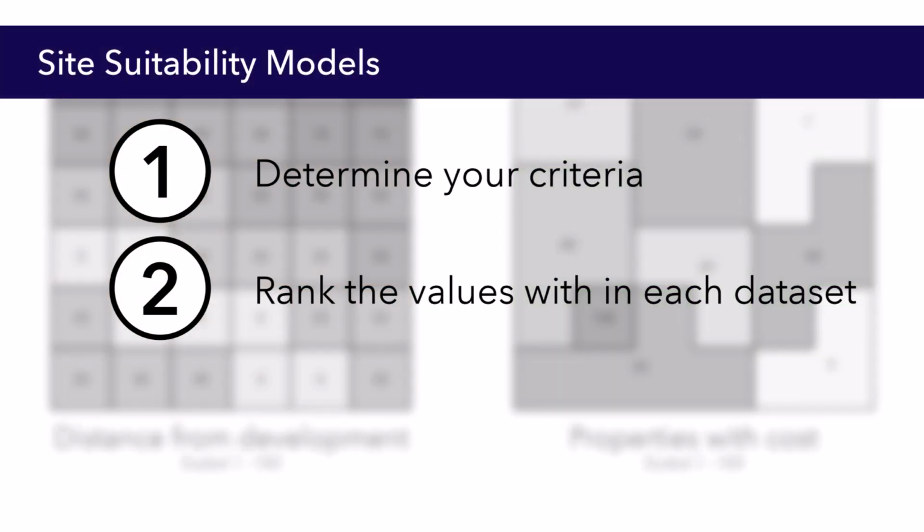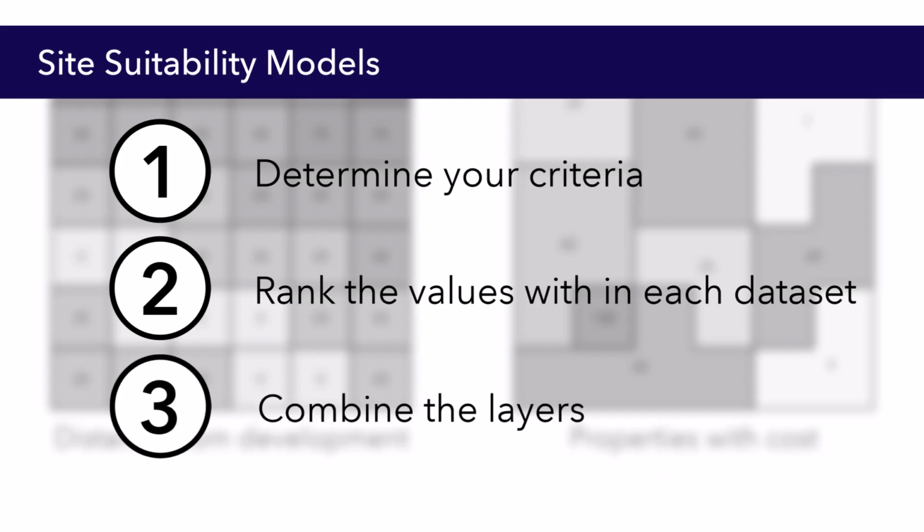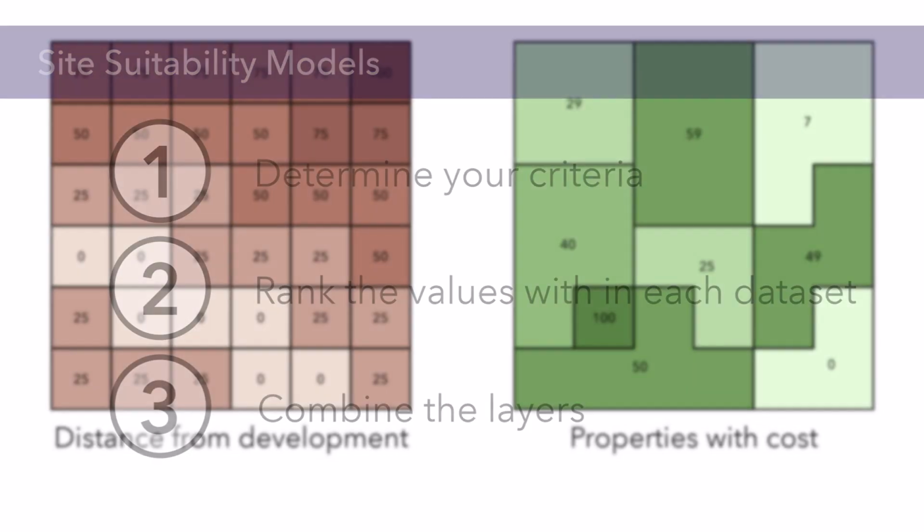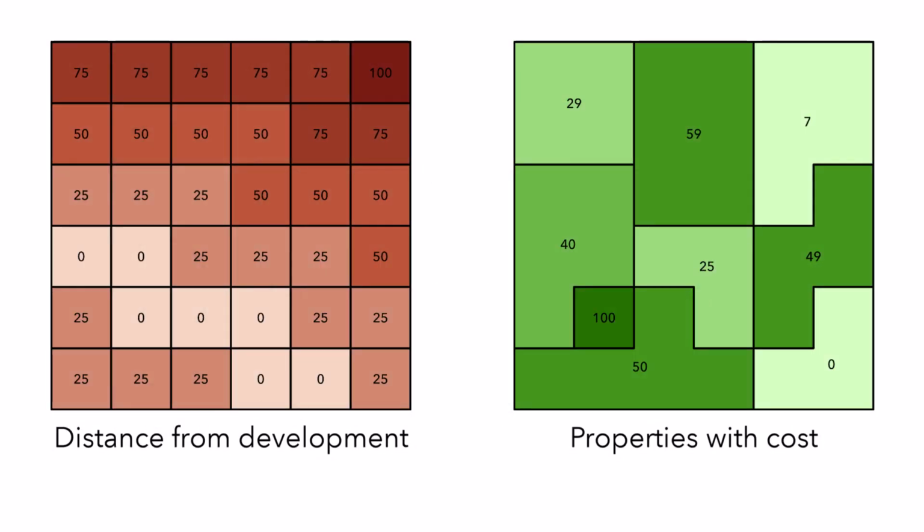Once the layers are all on the same scale, the next step is to combine the multiple layers through an overlay analysis. Weighted overlay is a technique commonly used to solve problems like this that have multiple criteria. The layers need to be weighted according to their relative importance to each other.